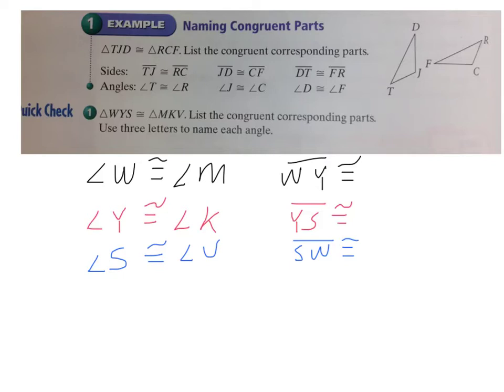Hopefully you will agree that segment WU corresponds to segment MK, and segment YS corresponds to segment KV, and segment SW corresponds to segment VM, not MV. Make sure your S corresponds to the V, the third one to the third one. I'm sure you figured out twice when I said U, I meant Y. Sorry.